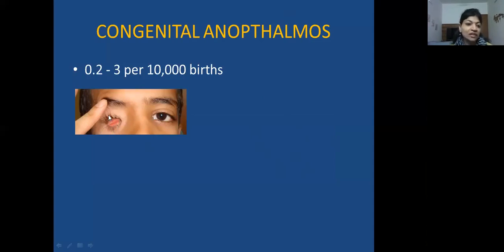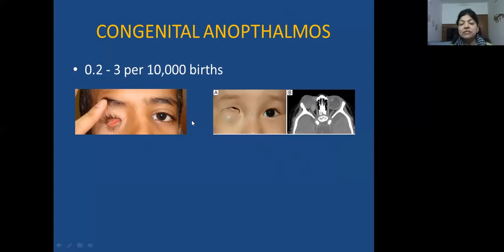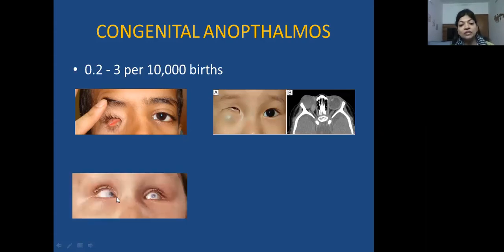You can see there's a totally empty socket here. He doesn't have an eyeball. This is complete anophthalmos. Sometimes anophthalmos can present like this, where you have a baby without an eyeball, but they have a rudimentary cyst in place of the eyeball developing. Or you can have microphthalmos, which is seen here. Like you do see a little bit of a residual cornea here, but basically even such an eye is not going to have any functional vision.